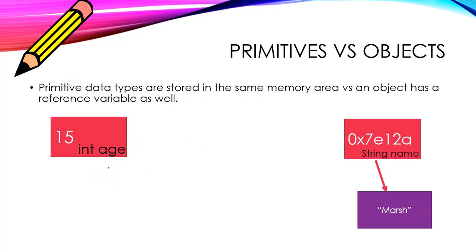Now, let's talk about the difference between primitives and objects. And this is kind of a weird thing to get into. And as we continue in this year, we'll continue to learn about objects and also create our own objects. But keep this in mind. Primitive data types are going to be stored in the same memory area, versus an object has a reference variable. So here I made int age and I stored 15 inside of it. That is a primitive data type. So this is primitive.